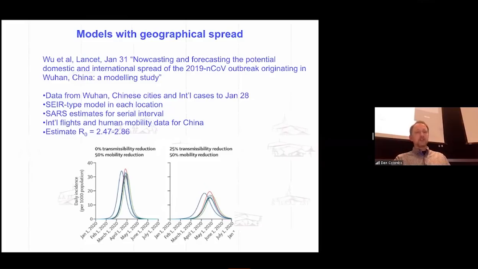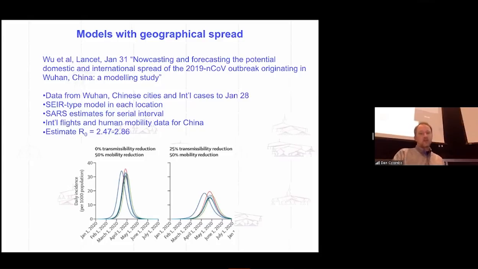Okay, and people did this. So Joseph Wu published one of the first sort of large-scale modeling papers back at the end of January, where he applied essentially this model with just a few tweaks to allow for mobility between different regions of China, okay, and included fitting data, getting an estimate for Rnaught, which was around 2.5.